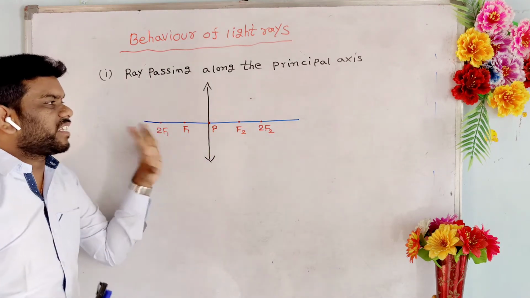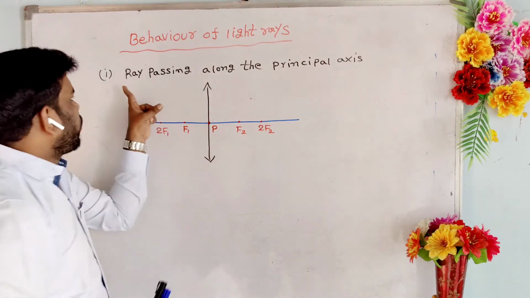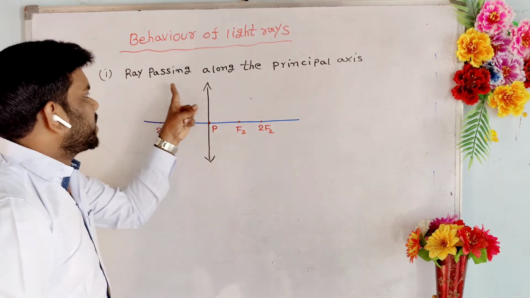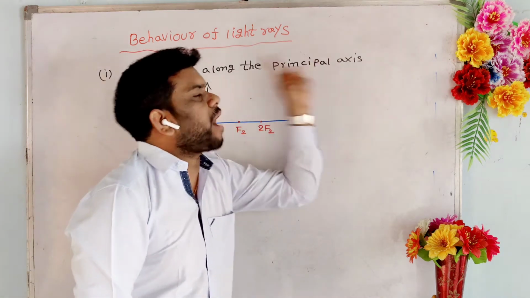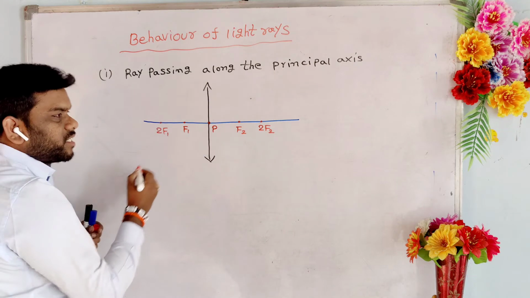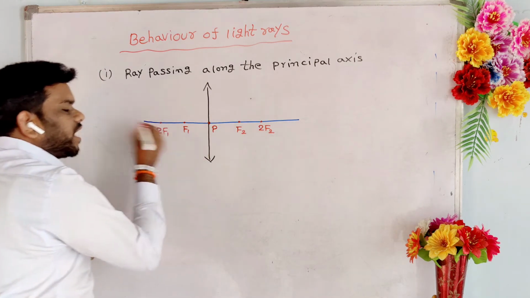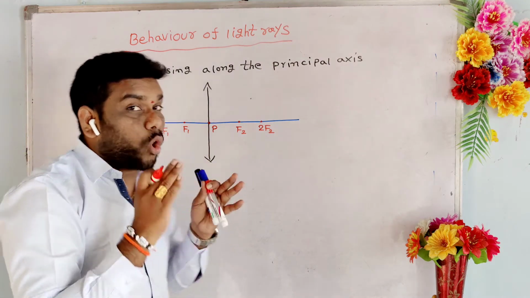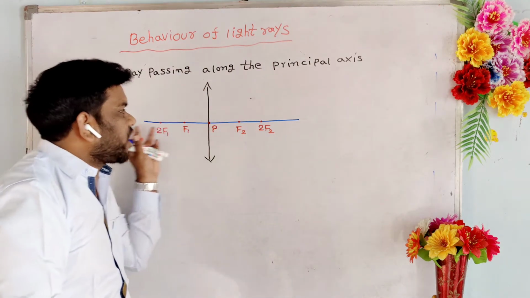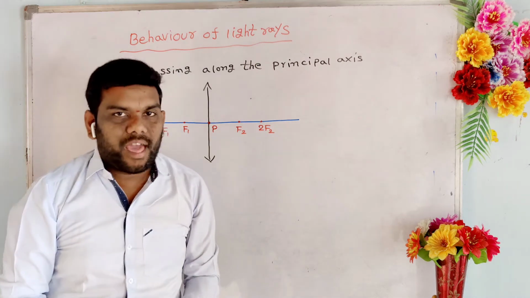So this is the arrangement of the ray diagram. What is the first point? Ray passing along the principal axis. This is the principal axis, this is the optic center, this is the center of curvature. The ray joining the pole and center of curvature, this horizontal line, is called the principal axis.